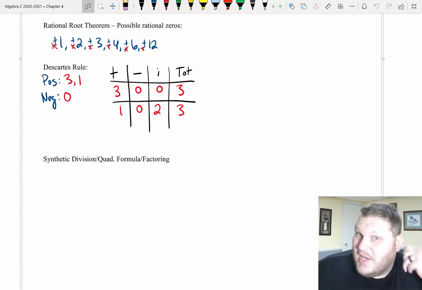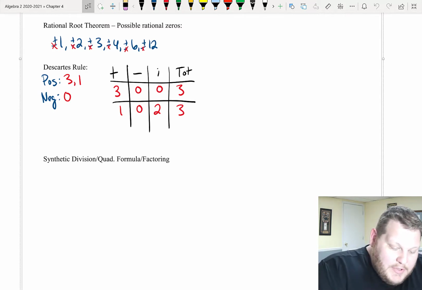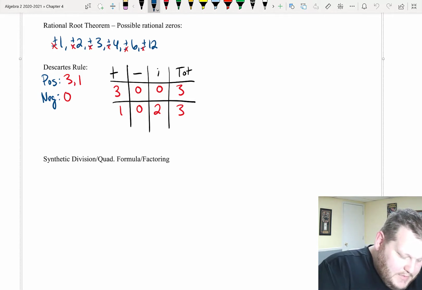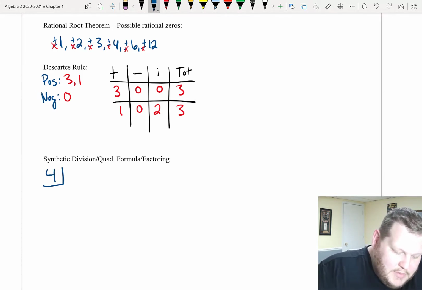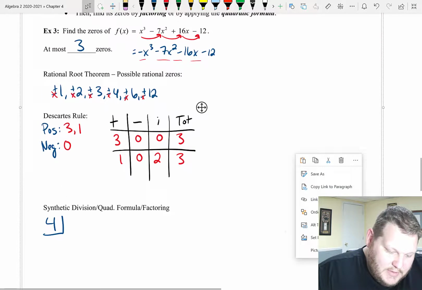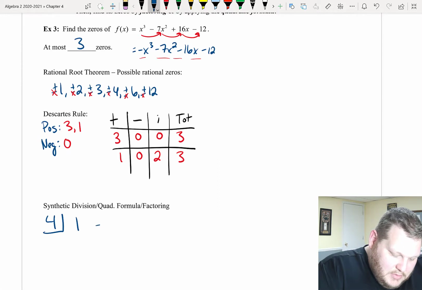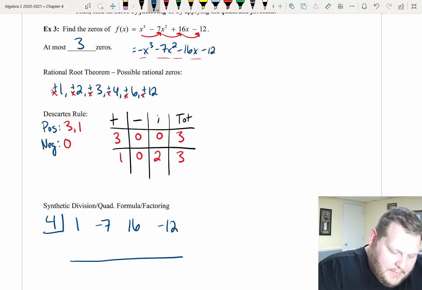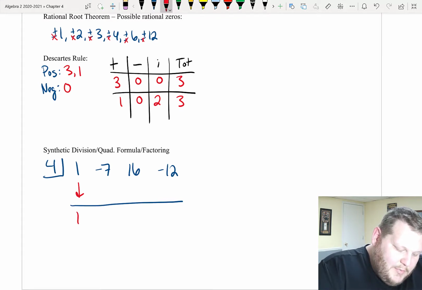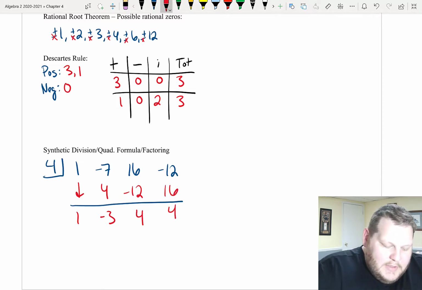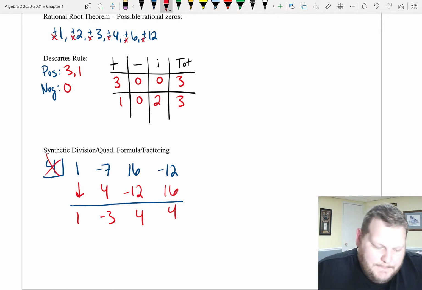So we're just going to start guessing and checking. We're going to start plugging some stuff in to see if it works. I usually like to start towards the middle of the list. So let's go ahead and just try 4, see if that one works. So if I try 4 in there and do synthetic division, my original problem here was 1x cubed, negative 7x squared, 16x, and then negative 12. So if I go through and do synthetic on this, that's a 1 times 4 is 4, which adds up to negative 3, negative 12, 4, 16, and that's 4. So 4 is not one of our solutions, unfortunately.